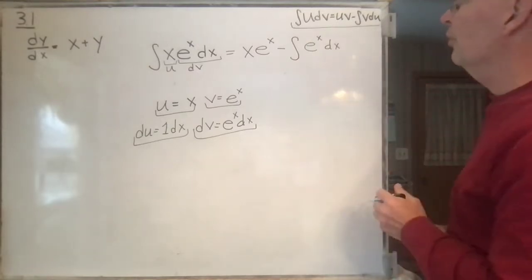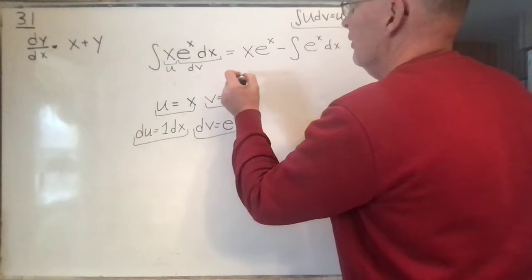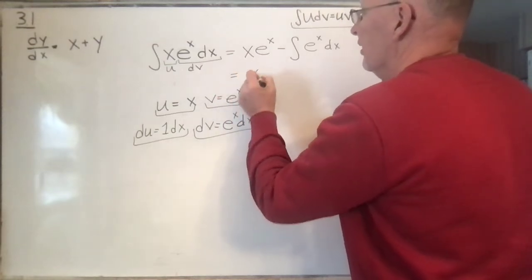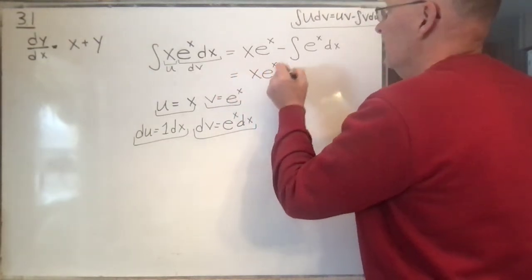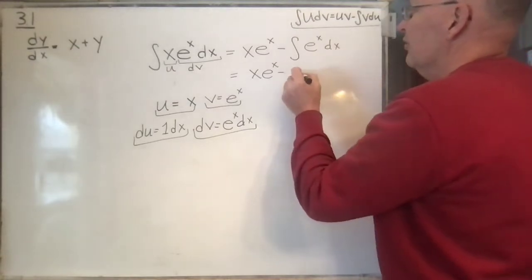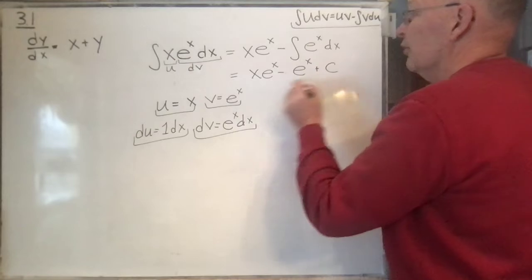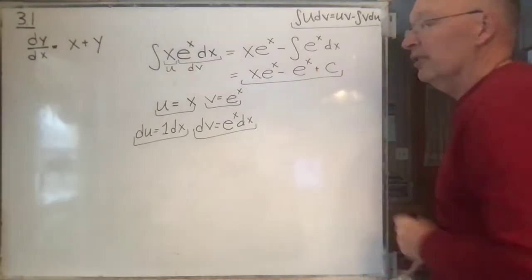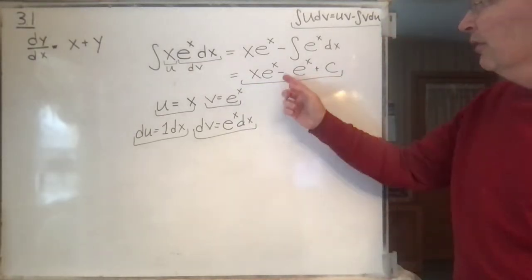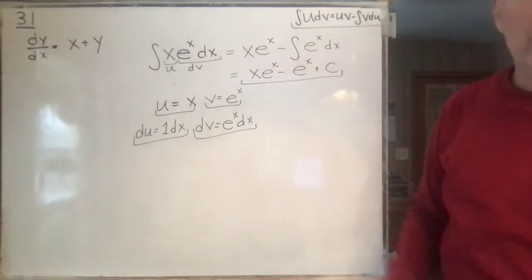So let's go one step further and just write: this is equal to x e to the x minus the antiderivative of e to the x, which is just e to the x. And so you have that. Of course, you always have to throw in your plus c. So there's the answer. Okay? So there's the antiderivative of this function.